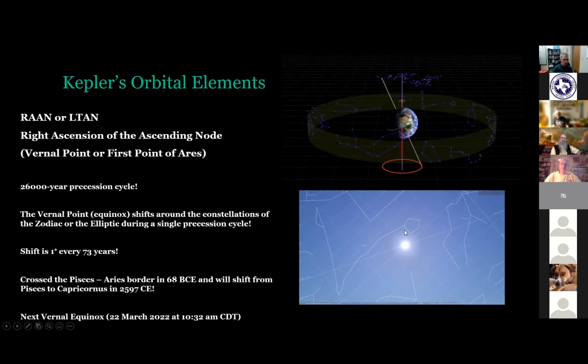So here, this image right here is the current vernal equinox, where it's located here in Pisces. And next year, it'll be at 10:32 a.m. our time, Central Daylight Time, on the 22nd of March. And we have to remember that in 68 BCE, the equinox was not here, it was way over here in Aries. So it shifted across the Pisces-Aries border back in 68 BCE, right around the time of Julius Caesar. Then, of course, it will shift from the constellation of Pisces all the way over here to Capricornus, and that will be towards the end of the 26th century.